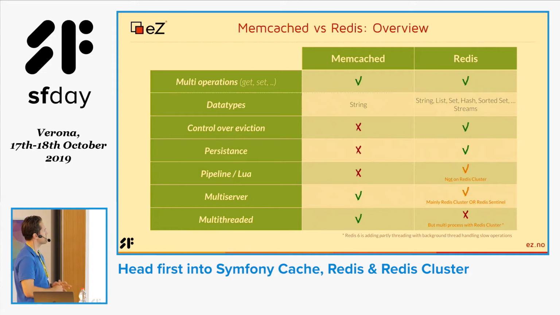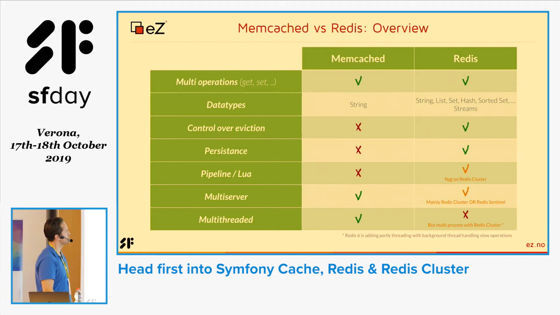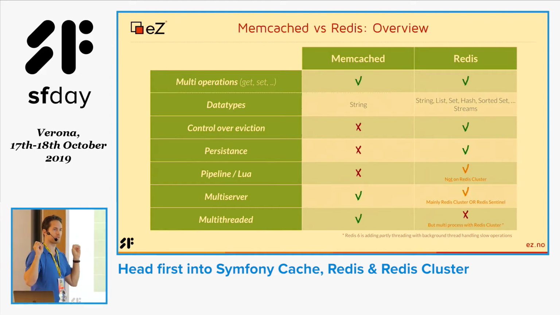What Redis has here is that it has a lot more features. It's more like a data store. It allows you to have a lot more data types. It's not just strings. It allows you to control when the cache is evicted. So when it starts to hit memory thresholds, memory limits, you can define how it should behave in that case. Not so much with Memcache. It allows you to persist to disk, so you can use it as a database if you want. You can pipeline several commands in one go. So if you want to do several operations towards the cache, you can do it in one operation.